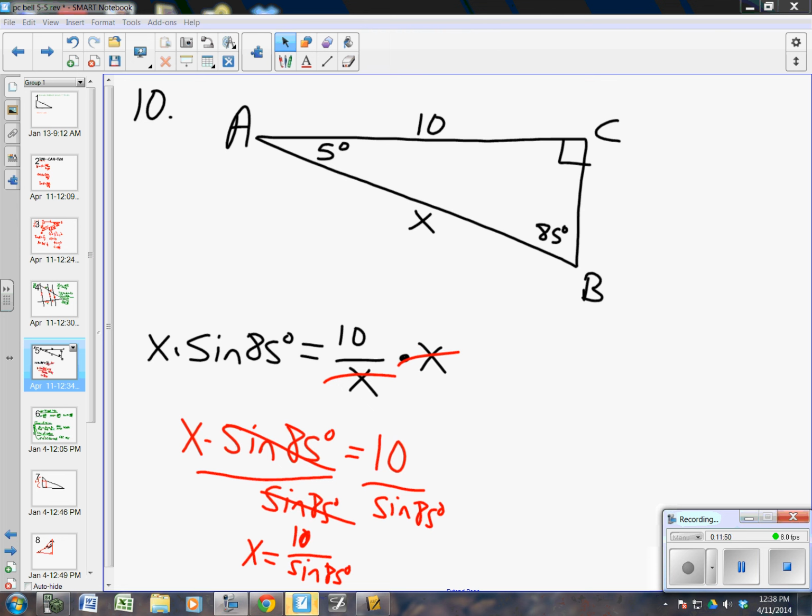Okay? And I just put that in my calculator. But notice you could have gotten that just by switching the sine of 85 and x. Okay? And what'd you say it came out to be? 10 point something? Yeah. 10.03?